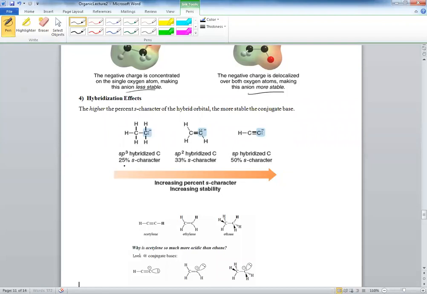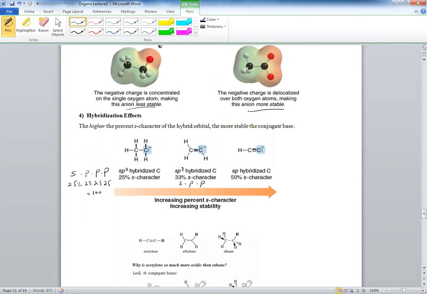Well, this one has an S character of about 25%. So where did that come from? Well, if we have an S and 3 P's, this would be 25, 25, 25, 25, and that adds up to 100. Of course, this would be 33% because you only have an S and 2 P's, so that's only 1/3. And of course, this would be 50% because you have an S and a P, so that's 50, 50.